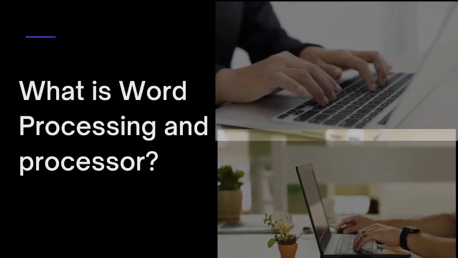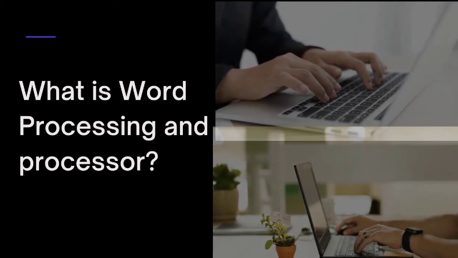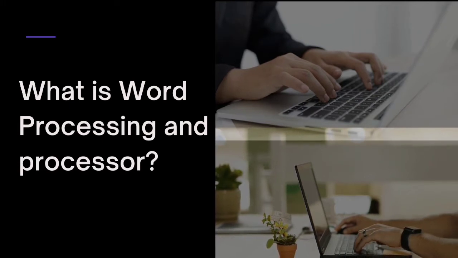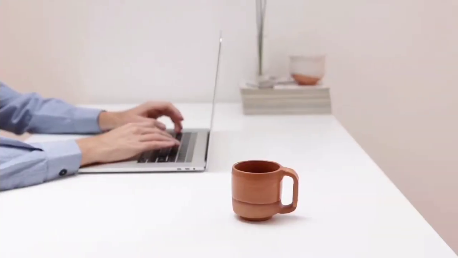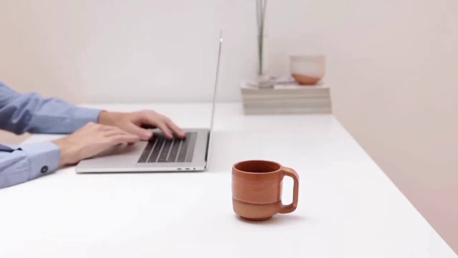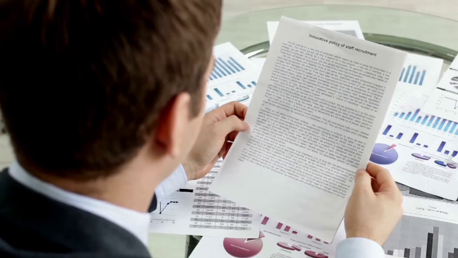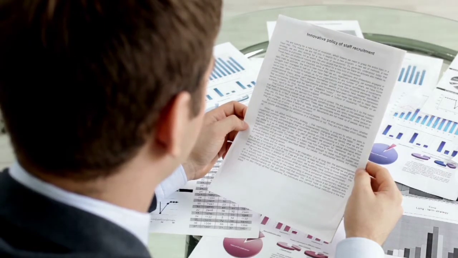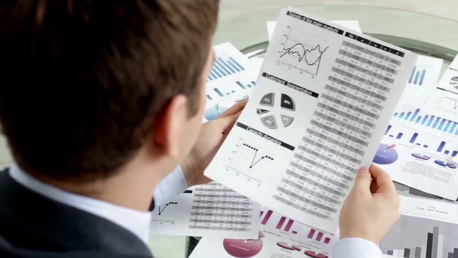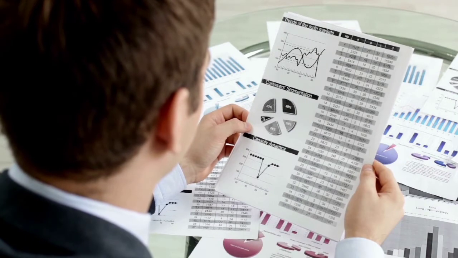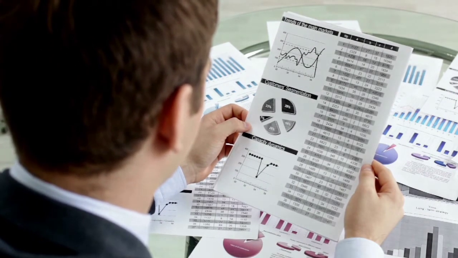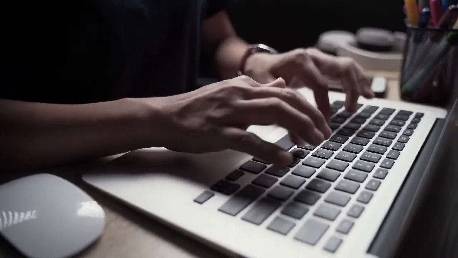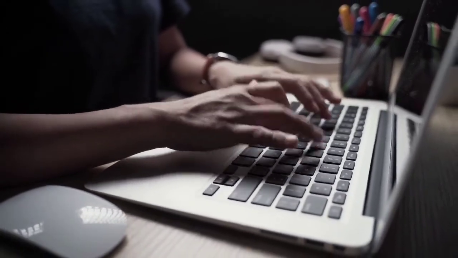Now let us see the meaning of word processing and word processor. What is the difference? Well, there is a difference between word processor and word processing. Let's look at word processing first of all. Word processing is the preparation of documents such as letters, reports, memos, books, or any other type of correspondence on the computer. Word processing can also be said to be the use of a computer software to create, to edit, to view, to store, or to retrieve and print documents.